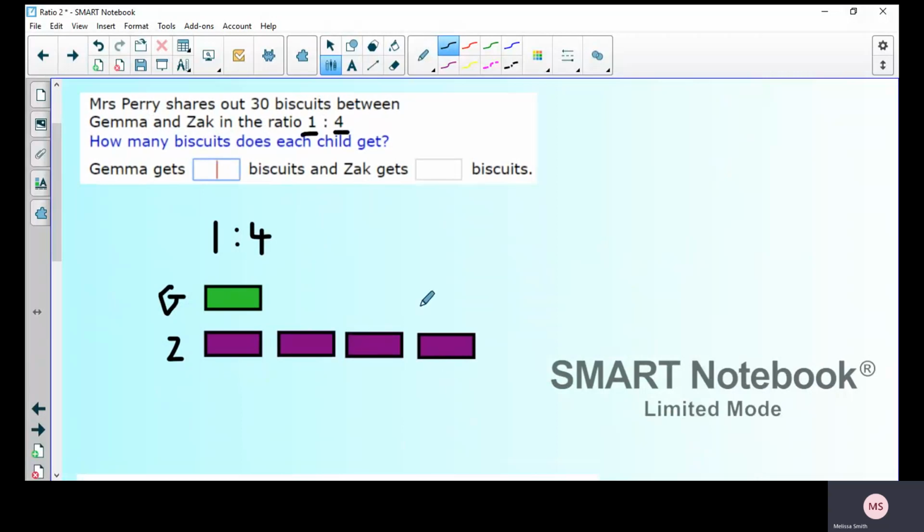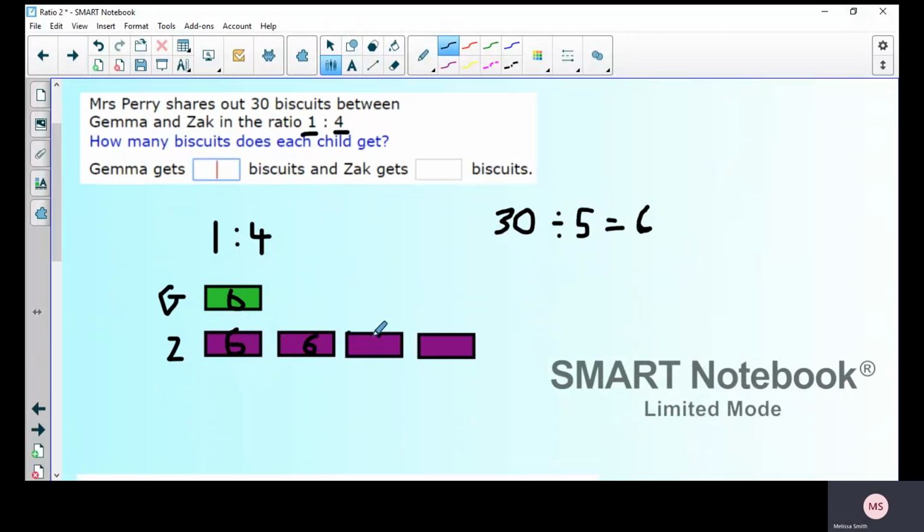How you work out questions like this is we take the total number that we have. So in this case, we've got the 30 biscuits. And we need to work out what is the value of each part. To work out the value of each part, we have to add up our total number of parts. That's 1 and 4. So in this question, we have 5 parts. 1, 2, 3, 4, 5. And now we do our total number of biscuits divided by the number of parts. 30 divided by 5 is 6. So now I know that each one is 6.